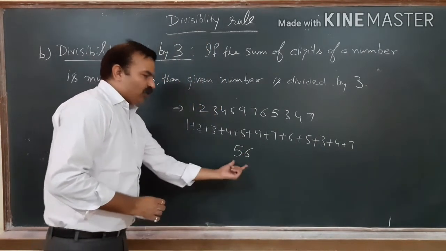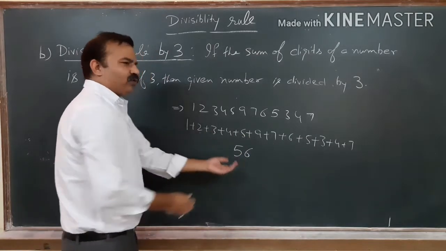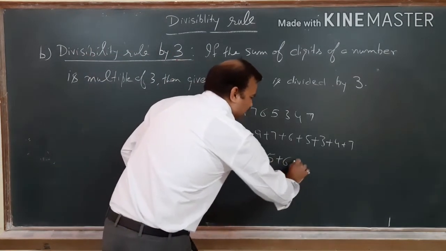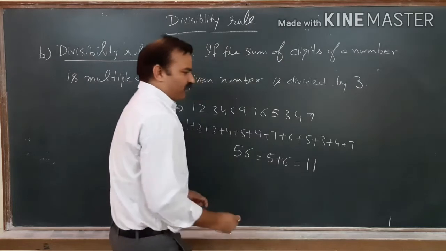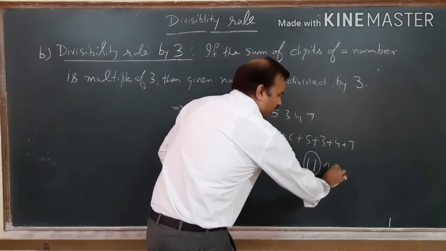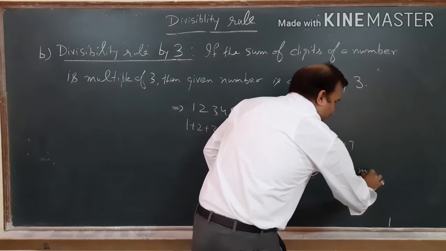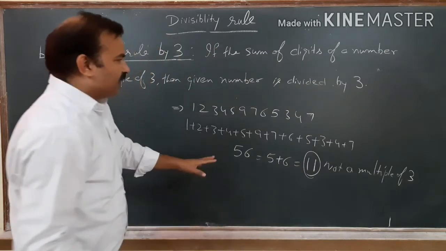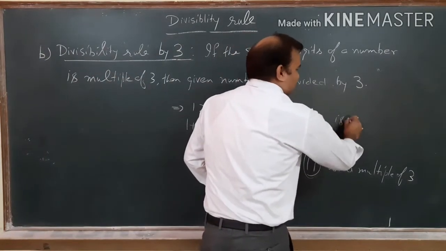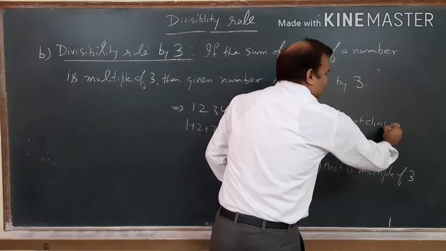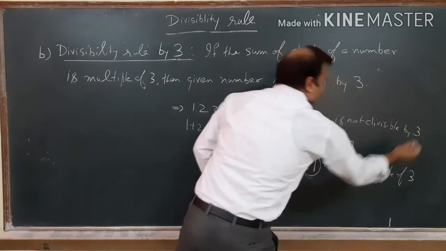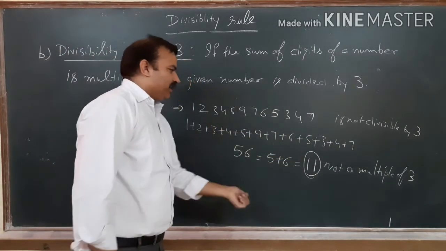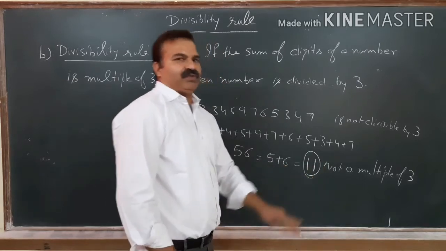Now again you can add. First of all check whether 56 is a multiple of 3; if you think you do not know the table, leave it and add again. 5 plus 6 is equal to 11. 11 is not a multiple of 3. Therefore, this number is not divisible by 3. The sum of the digits of this number should come to a multiple of 3 for it to be divisible by 3.